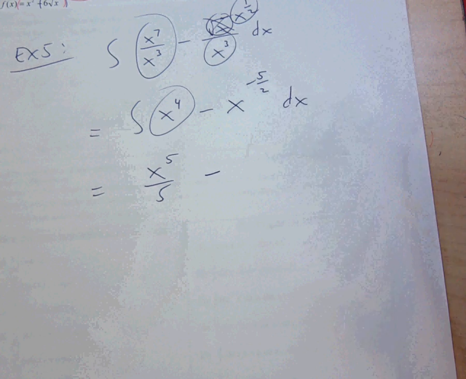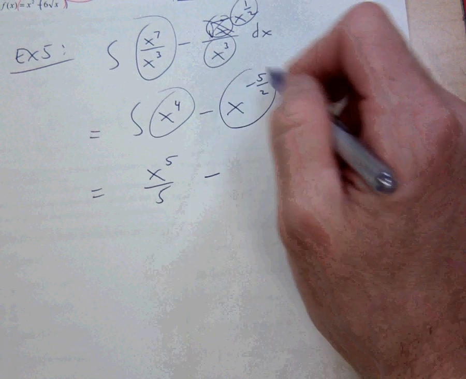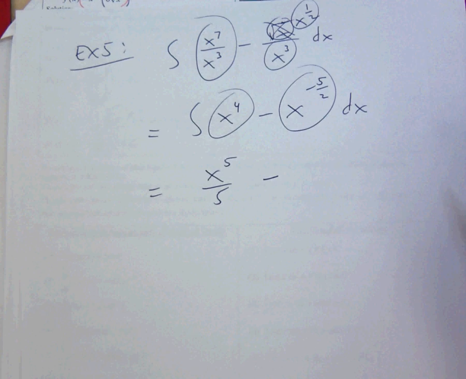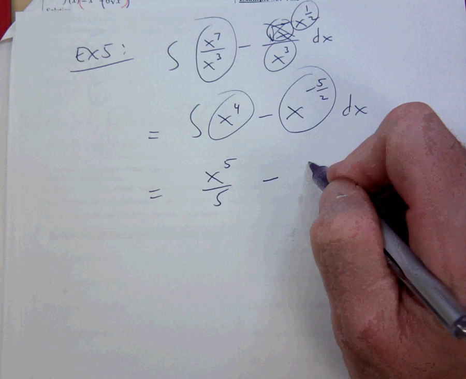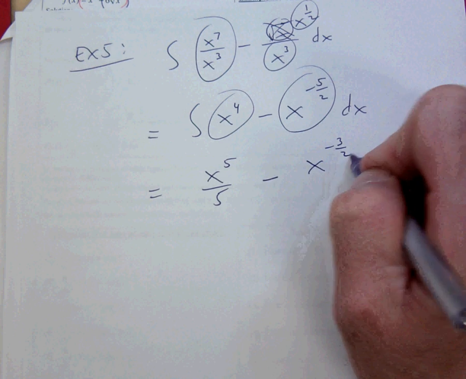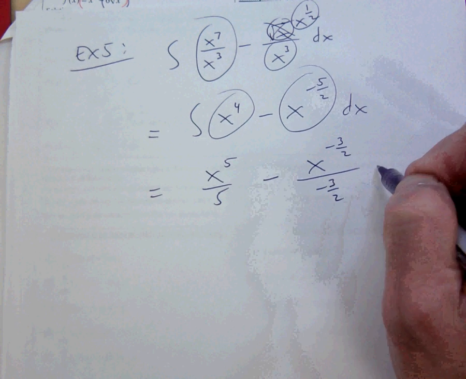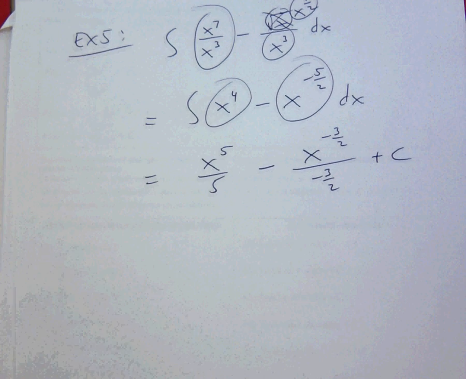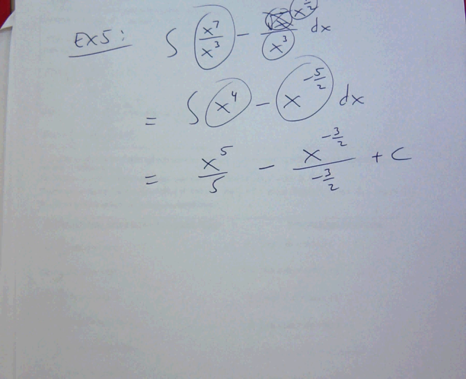Alex, go ahead and try this one. Add 1 to the exponent, divide by your new exponent. What do you get? Over negative 3 halves. And then again, don't forget your plus C, guys. Does that make sense?